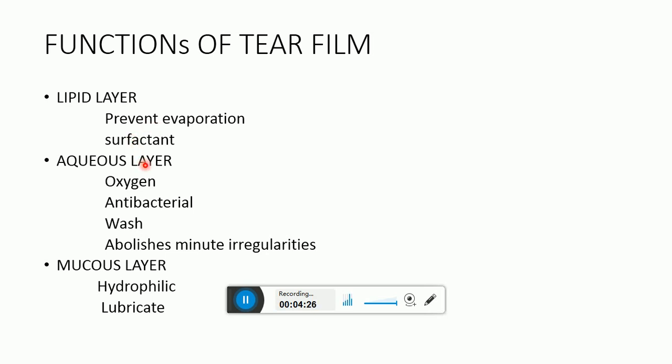The next is aqueous layer. The aqueous layer secretion. The main lacrimal glands produce about 95% of the aqueous component of the tears, and the accessory lacrimal glands of Krause and Wolfring produce the remainder 5%. Secretion of the tears has basic resting and much greater reflex components. The reflex component occurs in response to corneal and conjunctival sensory stimulation.